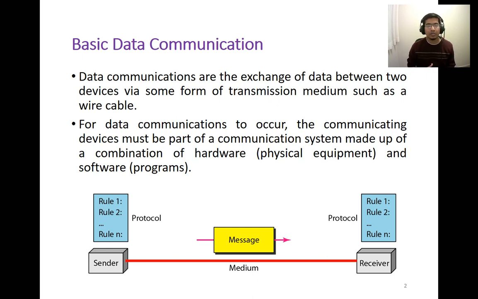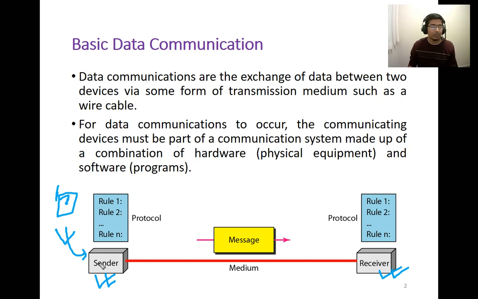For data communication to occur, the communicating devices must be part of a communication system, made of a combination of hardware and software. You can see from this simple diagram, there is a sender device, and there is one receiver device. When you want to send some data, for example, from your smartphone through your router that we have seen from the last presentation, you send your data to your home router maybe, and this router will pass it through the transmission channel to the receiver, right, to your destination.